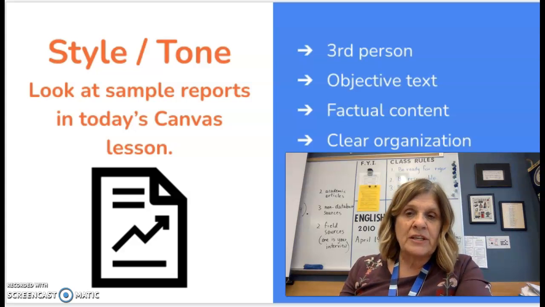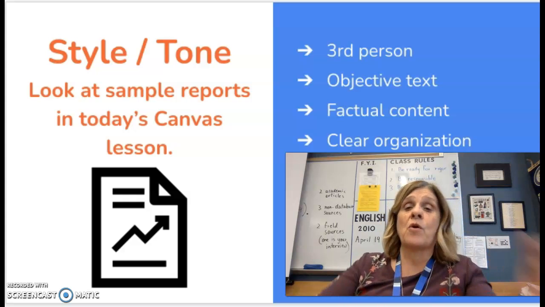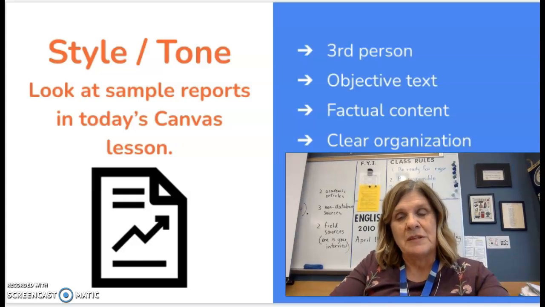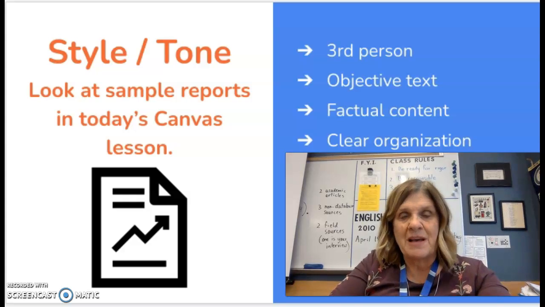You'll notice that reports are written in third person, very objective in presentation, lots of facts, clear organization. And as far as organization, go back to what you learned from notebook number 4 about the type of content and the way it's organized for either science reports, social science reports, humanities, and so forth.